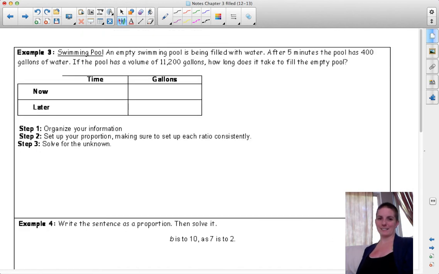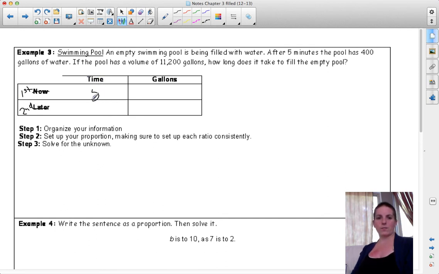Let's practice. An empty swimming pool is being filled with water. After 5 minutes, the pool has 400 gallons of water. If the pool has a volume of 11,200 gallons, how long does it take to fill the empty pool? So this now and later, when we talk about time, might be better replaced with the first measurement and the second measurement.